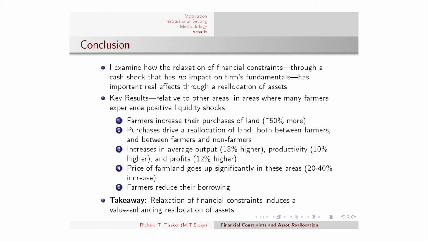So to conclude, I examine in this paper how the relaxation of financial constraints through a shock that has no effect on the firm's fundamentals has important real effects through a reallocation of assets. And my key results are that in the areas where many farmers experience these liquidity shocks, farmers increase their purchases of land. There's evidence of a reallocation of land both between farmers and from non-farm users towards farmers. There are increases in average output, productivity, and profits. There's also an increase in asset prices, and farmers also reduce their borrowing. And the main takeaway here is that the relaxation of financial constraints can induce a value-enhancing reallocation of assets.